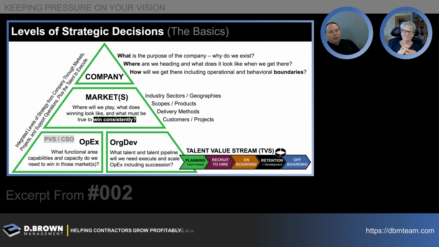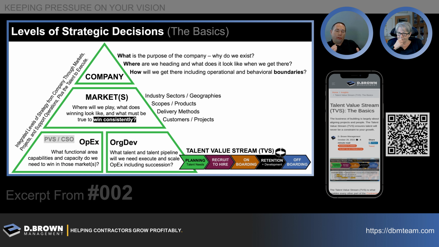The organizational development strategy is saying, what's the talent? What do we need? How are we going to execute our operations, both today and into the near future? So with that, I know the talent value stream was your very critical and brilliant add to this whole process, and that's probably the subject of what we're going to talk about next. You want to give us a highlight reel?